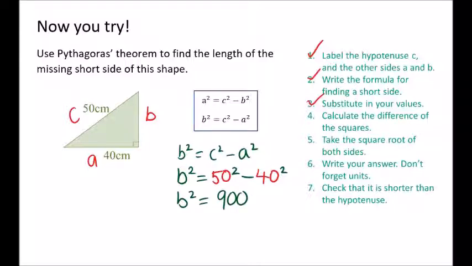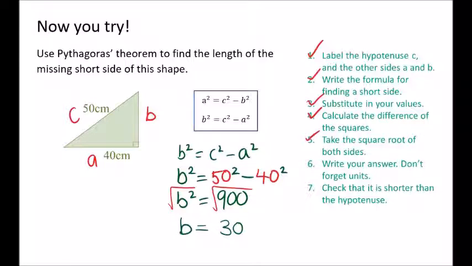Now we know this isn't our final answer because we're finding a short side, and 900 is much bigger than our hypotenuse of 50. So we've got another step that we need to do, and that's where we take the square root of both sides. We're trying to get rid of that square, and we do that by using our square root on both sides of our equation. Now on the left, the square and the square root would cancel each other, and we're left with B equals. You put square root of 900 in your calculator, and you should have gotten 30.